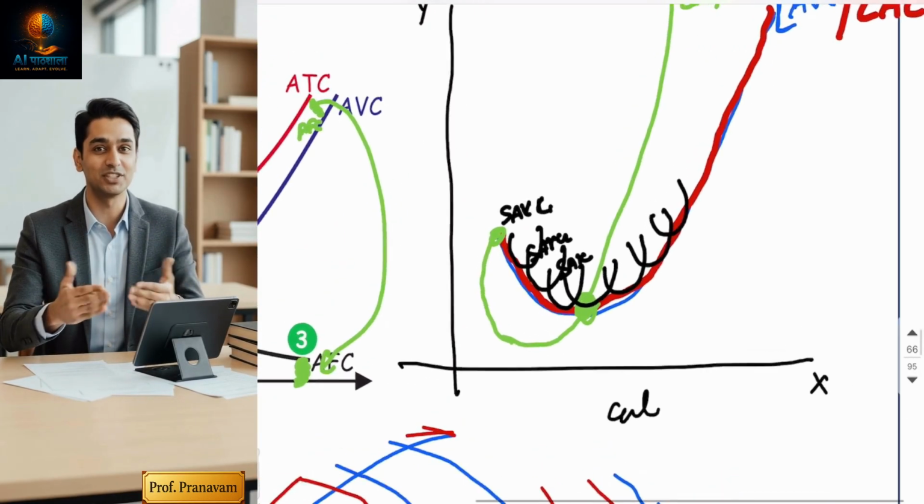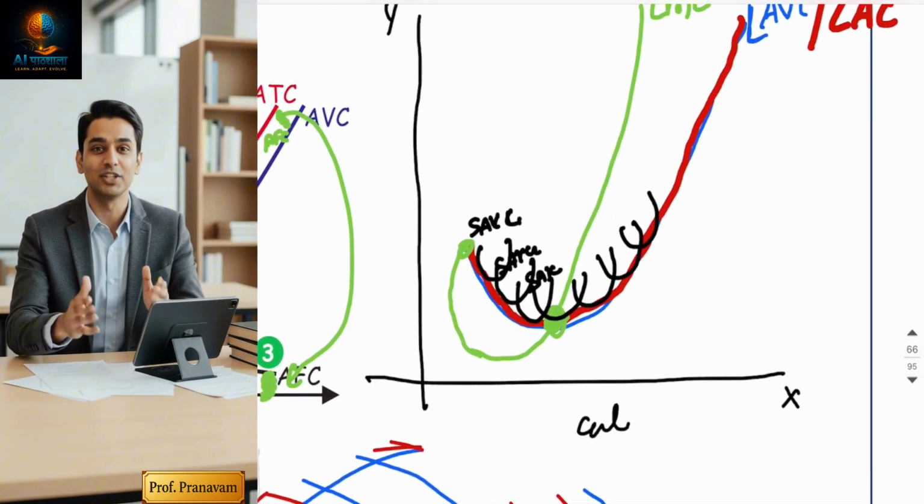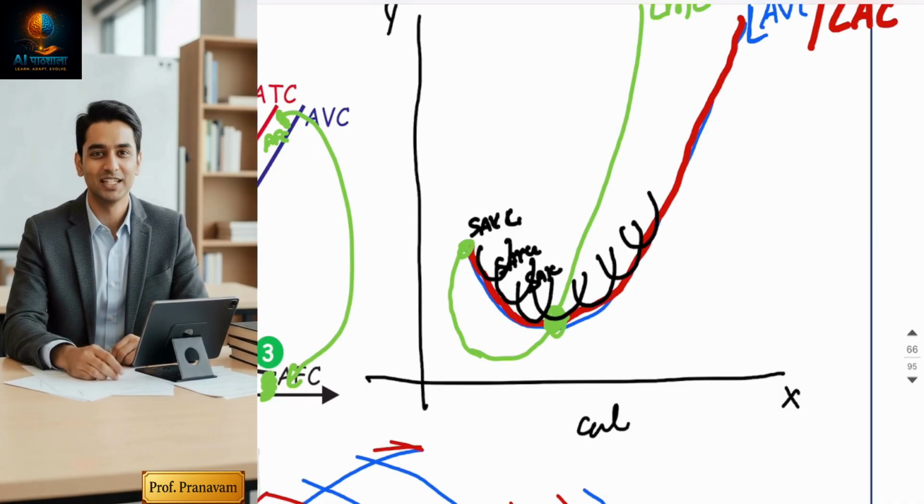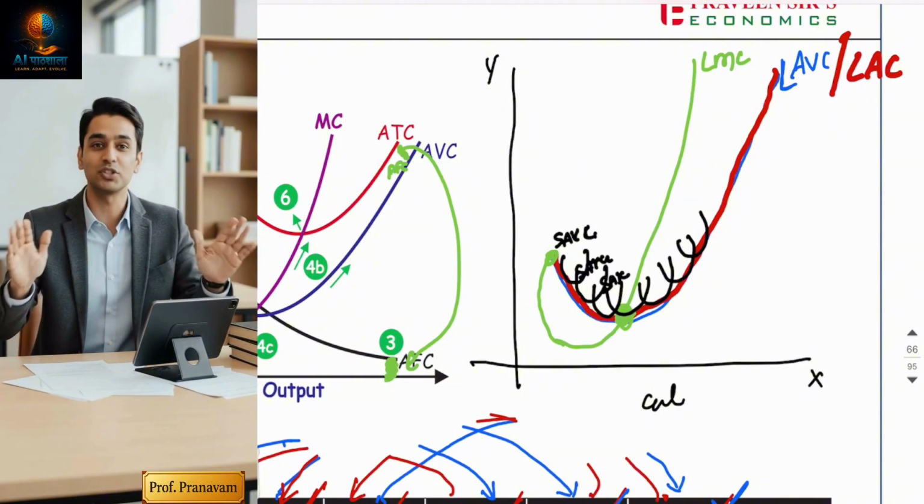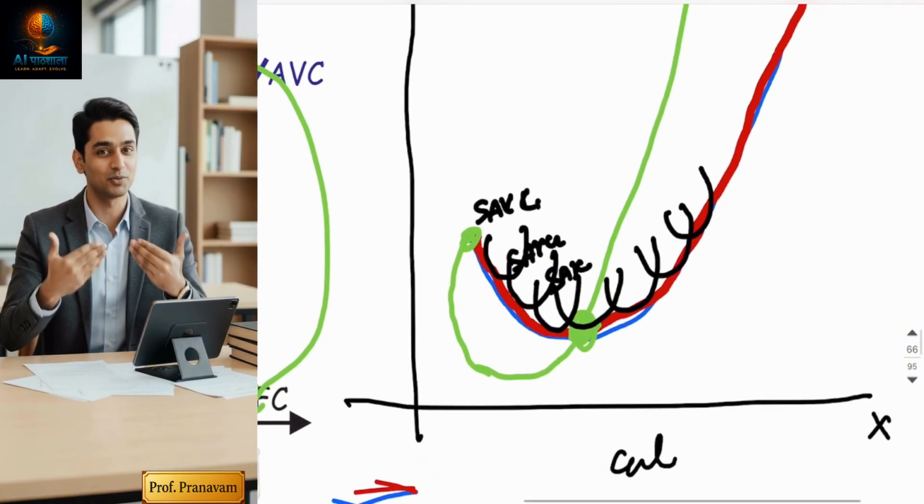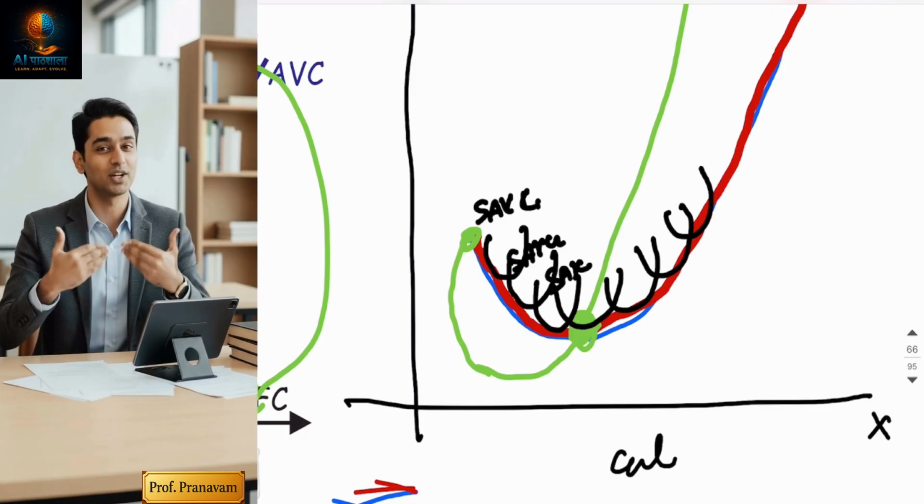Fine. And two points. When short run cost curves are there, all the short run cost curves are tangent to LAVC, because long run is nothing but a sum of all the short runs. So all the short run cost curves will be touching the long run cost curve. Hence, this is called the planning curve as well as the envelope curve.